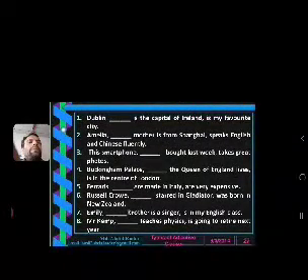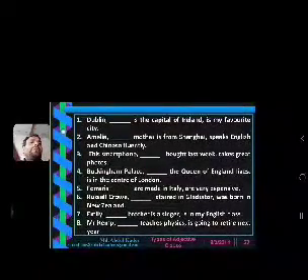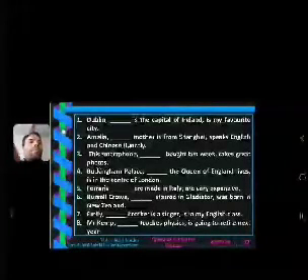For example, the first example I will read out. Dublin, dash, is the capital of Ireland, is my favorite city. Can you guess what WH word can be used here? Dublin, which is. Not why, which. Dublin is a place. When we are referring to a place, we have to use which.